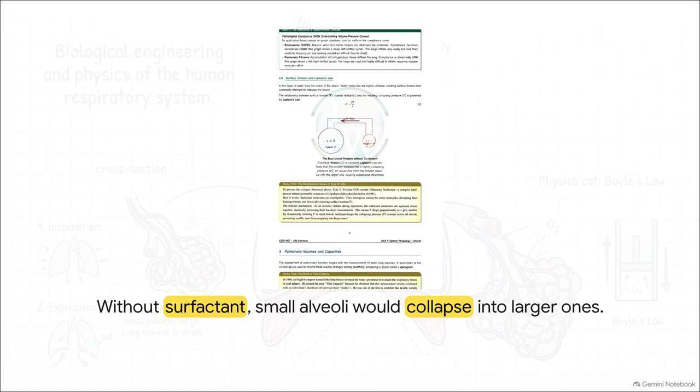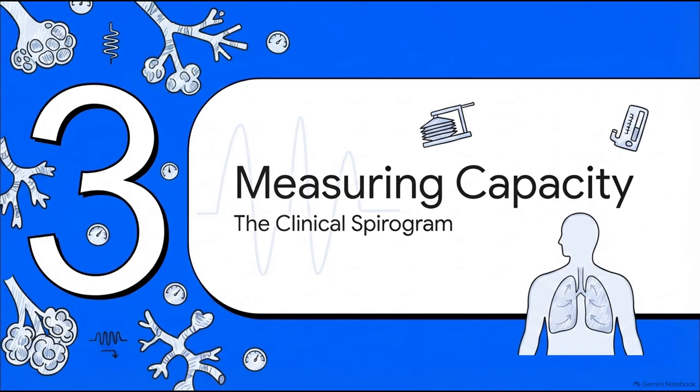But thanks to type 2 alveolar cells dynamically secreting this surfactant, the collapsing pressure is stabilized across all the alveoli, no matter their size. Section 3, measuring lung capacity, the clinical spirogram.